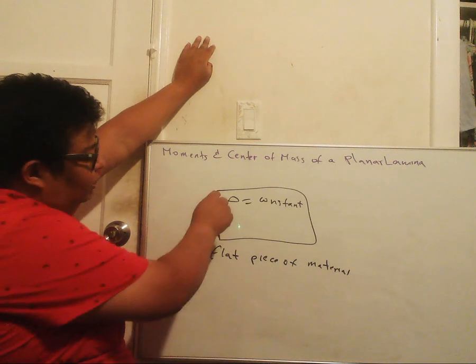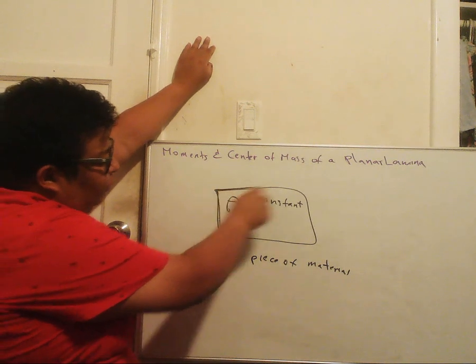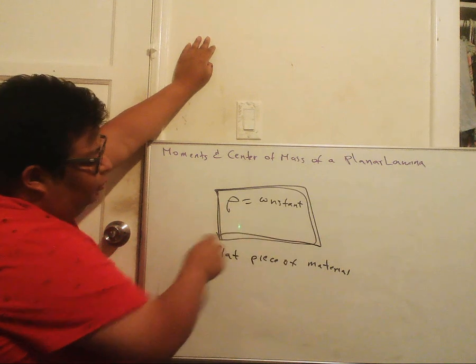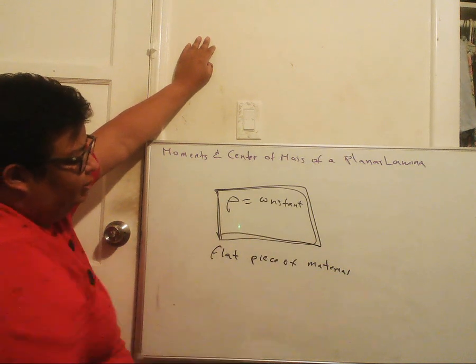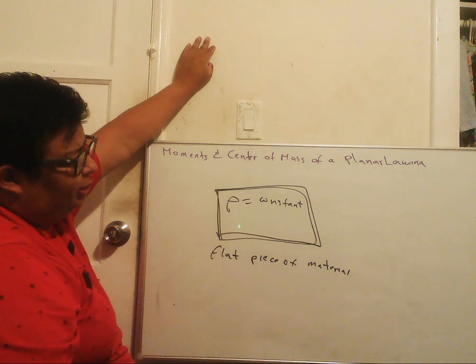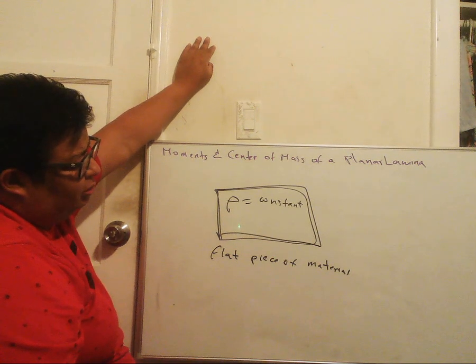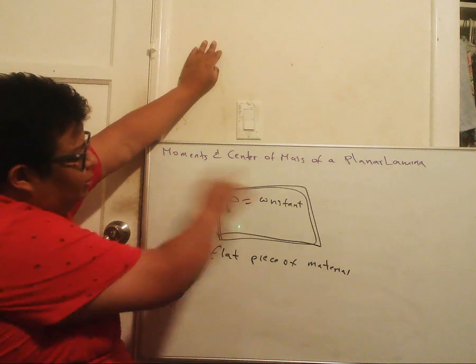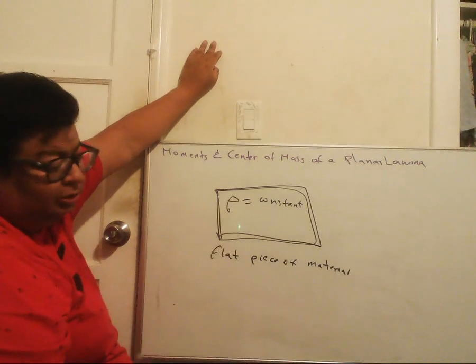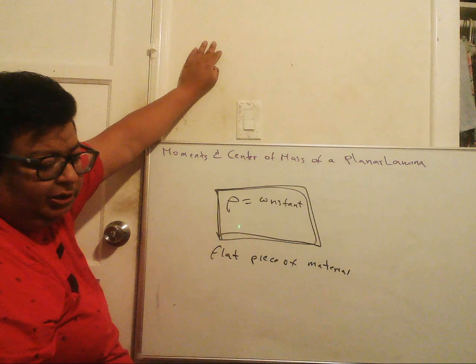So you can have an irregular piece of material as well. In that case, you need to use the concepts of calculus to find the moments and center of masses of such a planar lamina.